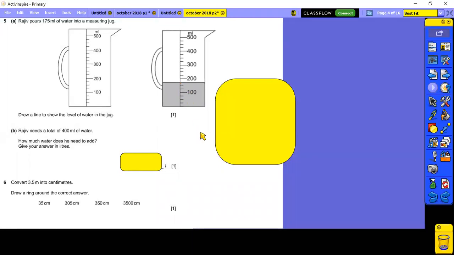It's you, Kareem, okay, it's okay. Now, let's go to this question. Question number B, he's saying Rajiv needs a total of 400 milliliters of water. How much water does he need to add? How much will I add for the 175 to become 400? So I can see many answers. Some answers are with decimals.